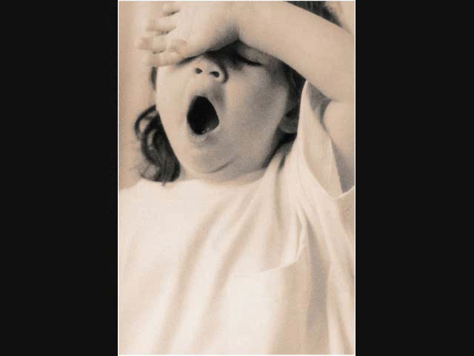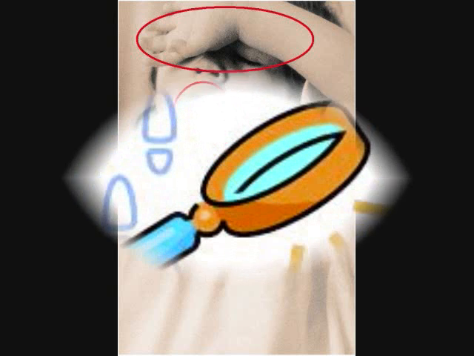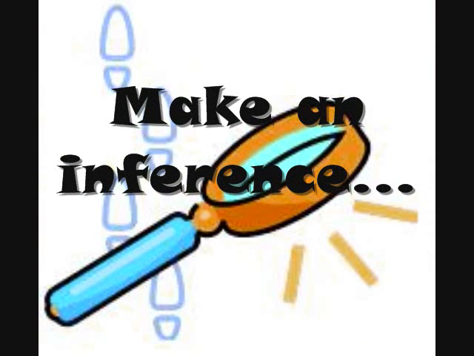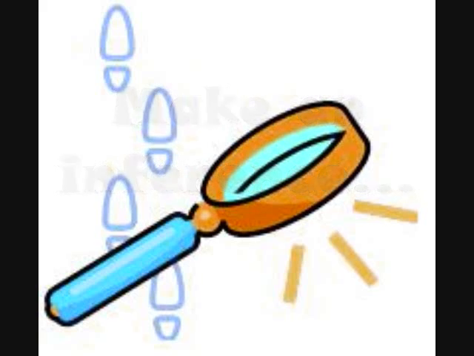What can you infer by looking at this picture? First, you need to gather evidence. One piece of evidence from this picture is that the girl is yawning. Another piece of evidence is that the girl has her eyes covered. Now, let's take that evidence and use it along with our prior knowledge to make an inference.